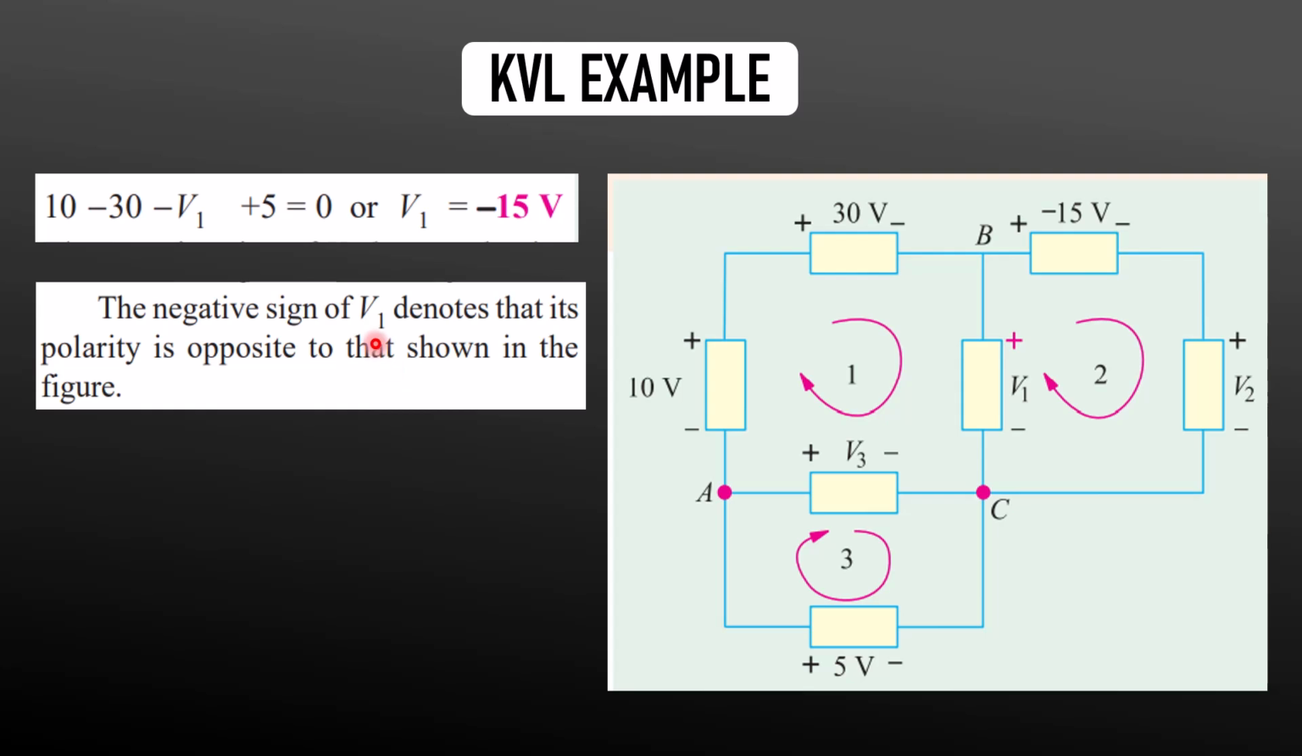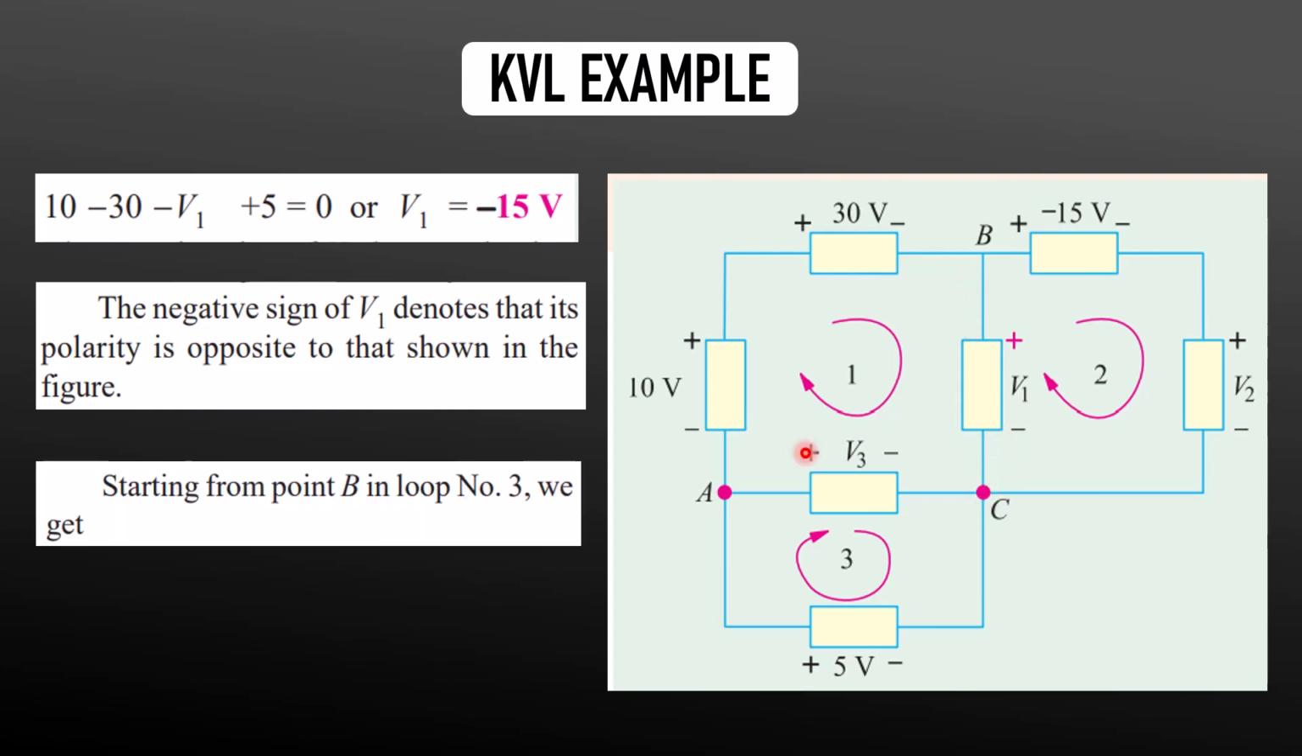The negative sign of V1 denotes that its polarity is opposite to that shown in the figure. Here you can see in the figure, the positive is towards the terminal B and the negative is towards the C. But according to this equation, the negative sign shows that the positive terminal of V1 should be towards the C and the negative towards the B.